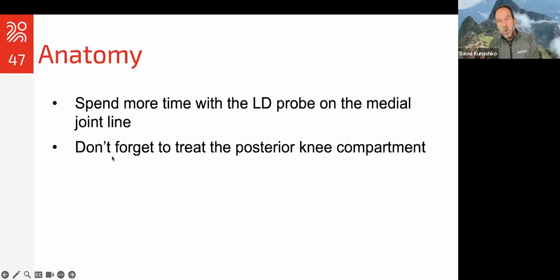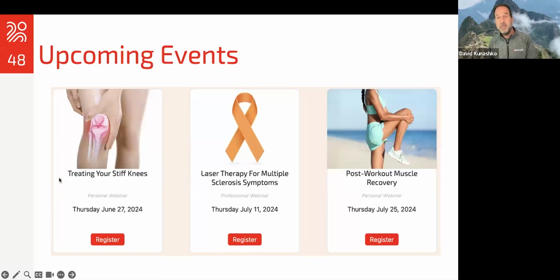I would spend more of your time with the laser on the medial joint line if it's a medial tear. If it's a lateral tear, then laterally. And remember, it could be an anterior or a posterior tear, medial or lateral. So you need to know where it is, right? And usually that's based on either palpation or imaging. So if it's a posterior horn medial tear, then you should be mostly on the mid to posterior region of the joint line, if you can envision that. And don't forget to treat the posterior knee compartment because there's lots of blood there.